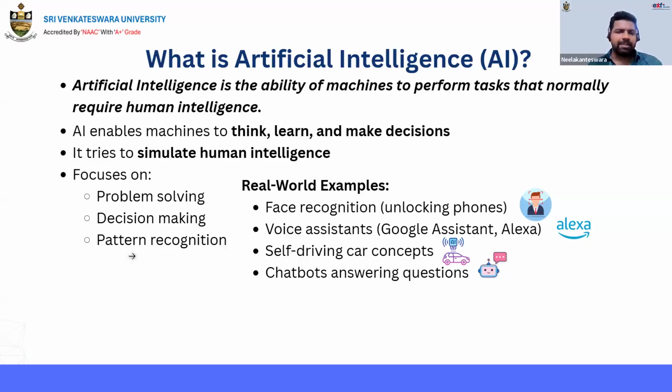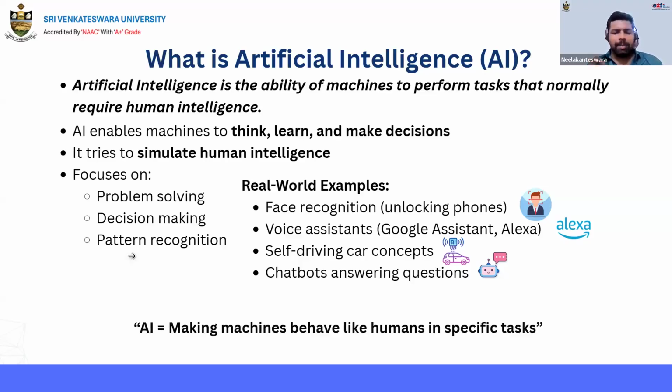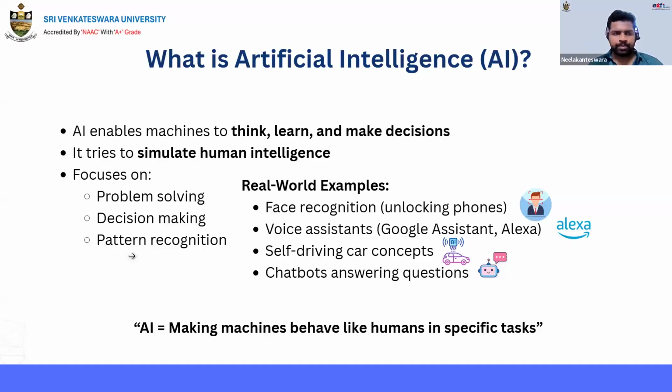That means AI is nothing but making machines that behave like humans in a specific task. Remember this one: in a specific task. This is about artificial intelligence, which is a big umbrella, a big field. Inside AI, we have one more important and emerging technology, that is machine learning. Now we see exactly what machine learning is.